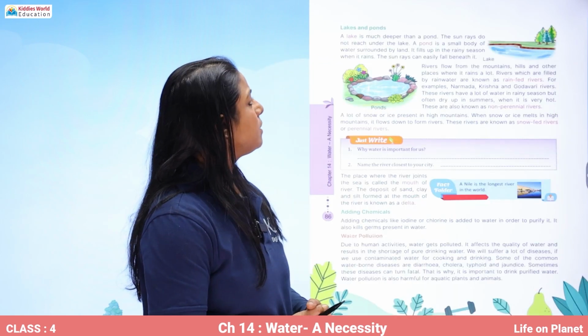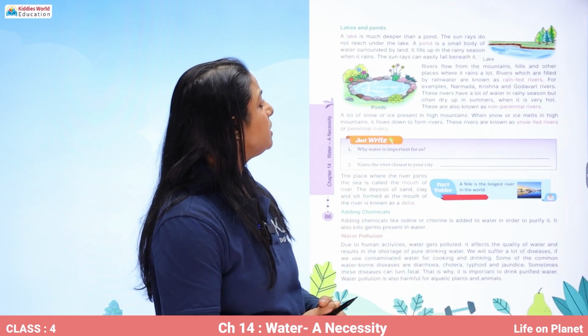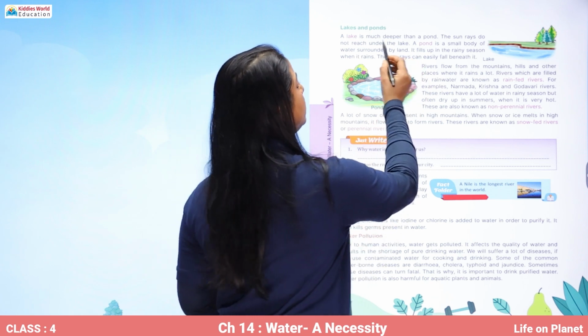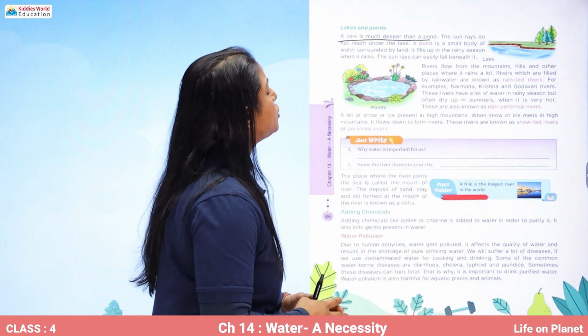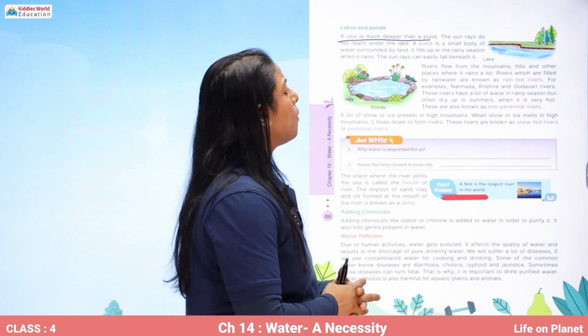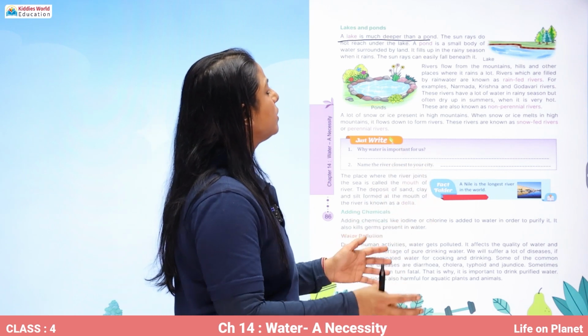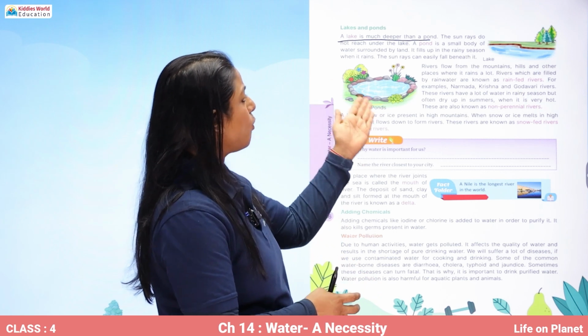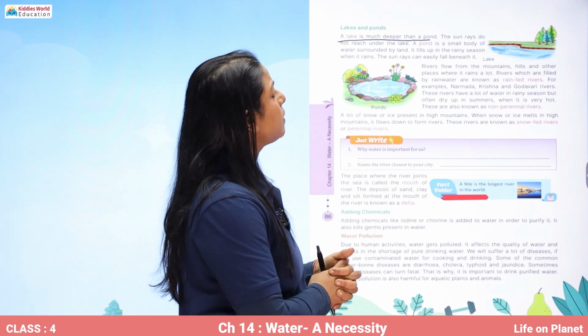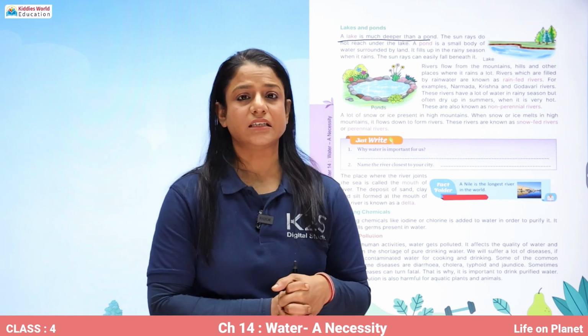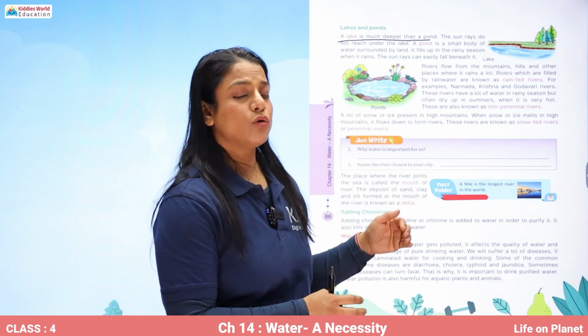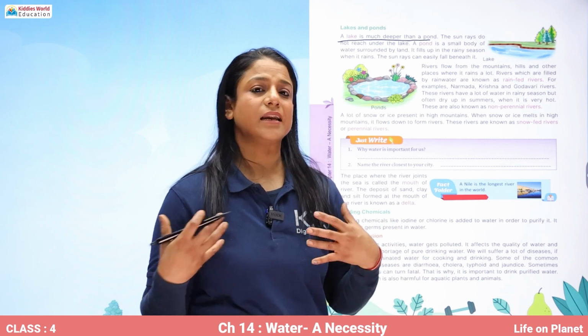Now, what are lakes and ponds? A lake is much deeper than a pond. The sun rays do not reach under the lake. A pond is a small body of water surrounded by land. So, this is a pond, and it fills up in rainy season. When it rains, the sun rays can easily fall beneath it. So a pond is smaller than a lake.